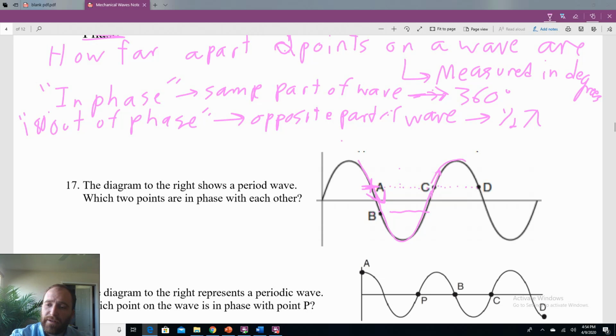I'm going to follow this until I reach point D, and actually the correct answer to this one is A and D. A and D, because they're at the same height, and you see how at point A, you're going downwards towards this equilibrium middle line, and at point D, you're also going downwards towards that equilibrium middle line. So A and D are in phase at the same part of the wave. They are one full wavelength off of one another.